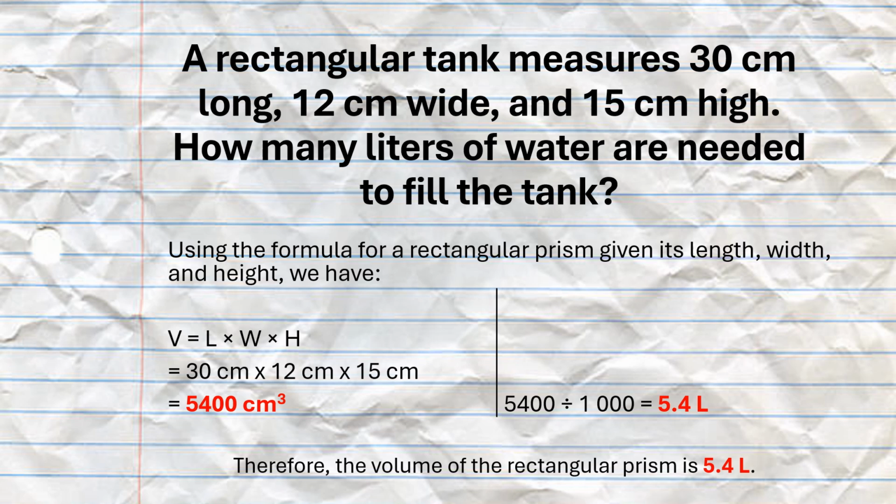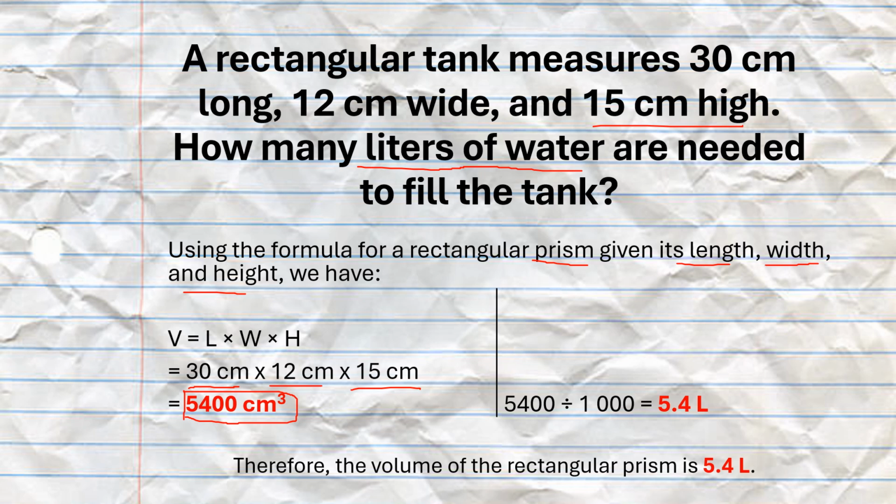A rectangular tank measures 30 centimeters long, 12 centimeters wide and 15 centimeters high. How many liters of water are needed to fill the tank? Using the formula for a rectangular prism, given the length, the width, and the height, we have 30 centimeters times 12 centimeters times 15 centimeters. So the volume in cubic centimeters is 5,400 cubic centimeters.